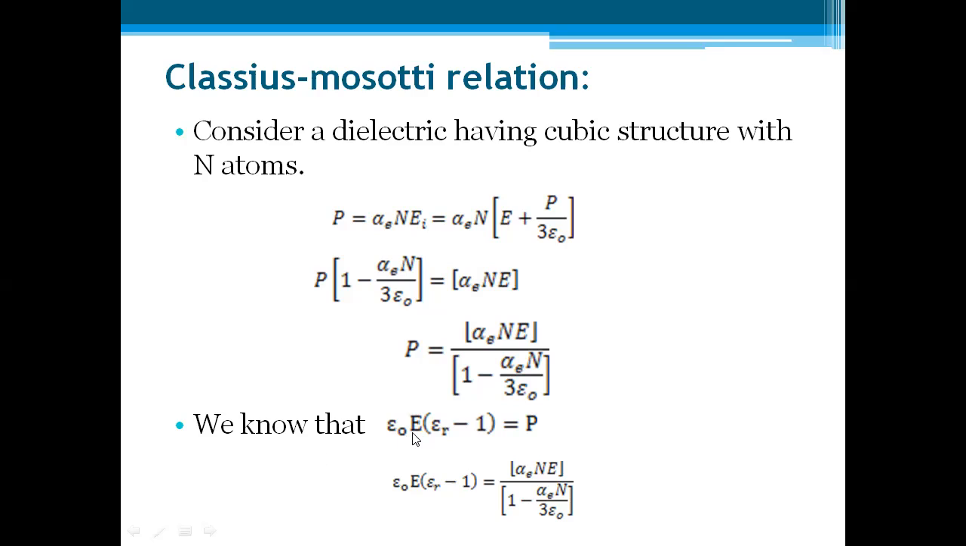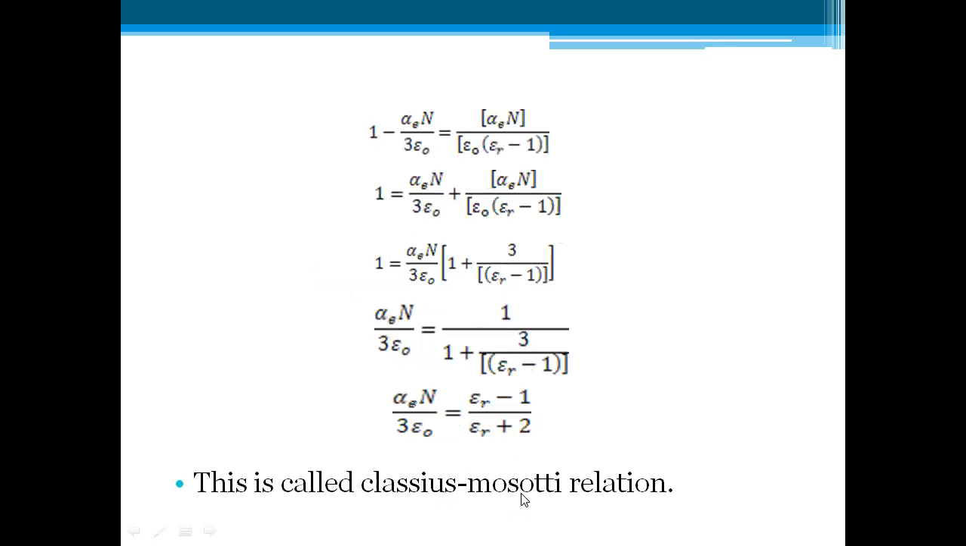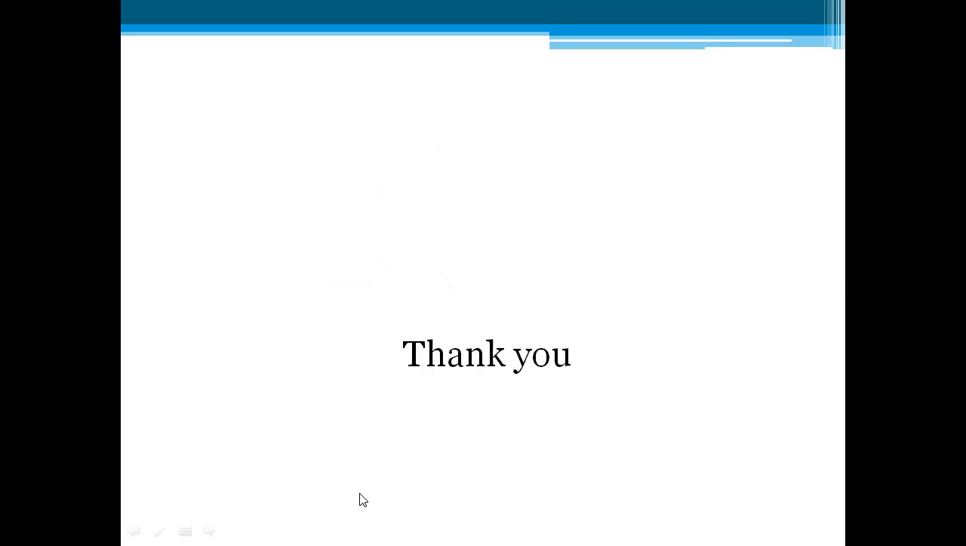Now we know that epsilon naught into epsilon r minus 1 times E is equal to P. Just substituting this here, E will get cancelled out. So 1 minus alpha N by 3 epsilon naught is equal to this one. If you take this negative term to the outside, that will become a positive term. Again, you can take a common factor of alpha N and 3 epsilon naught. The expression will change like this. So rearranging the terms will give you alpha N by 3 epsilon naught is equal to epsilon r minus 1 by epsilon r plus 2. This is called the Clausius-Mossotti relation.